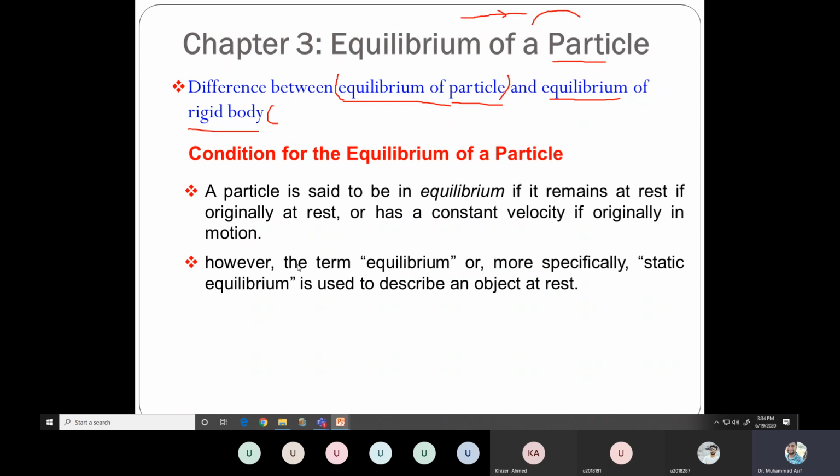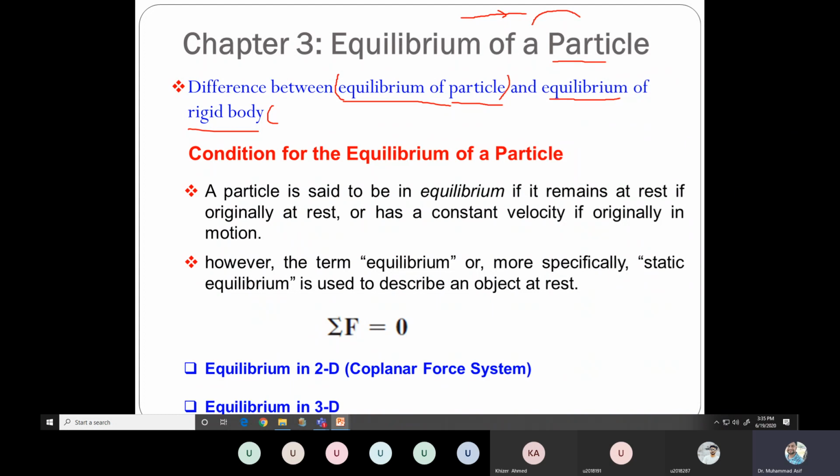But we are concerned here with static equilibrium. We will not consider the dynamic equilibrium, where the body has a constant velocity. So we'll just focus on static equilibrium, right? Where the body is at rest. So this is the fundamental condition for equilibrium, that the sum of all the forces acting on a body is equal to zero. That's called the condition for equilibrium.